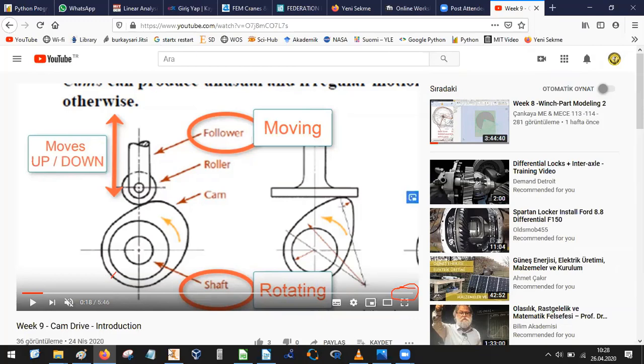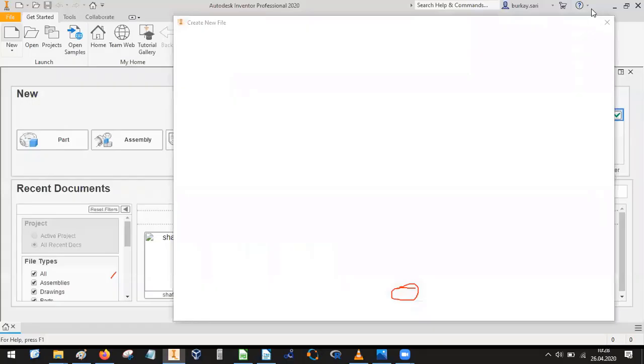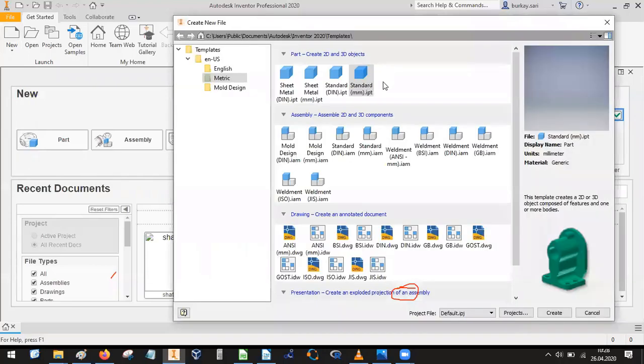Let's open a new Inventor file. This time we have the machine elements under, let me open, please open a new Inventor standard millimetric, this time assembly. Okay.